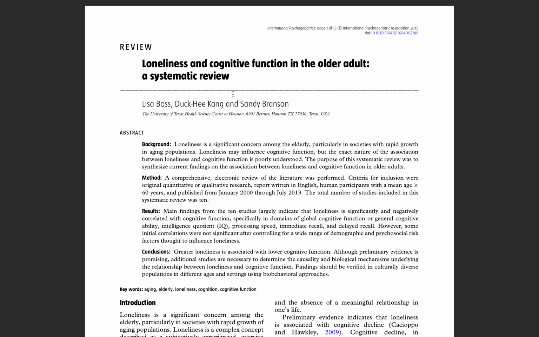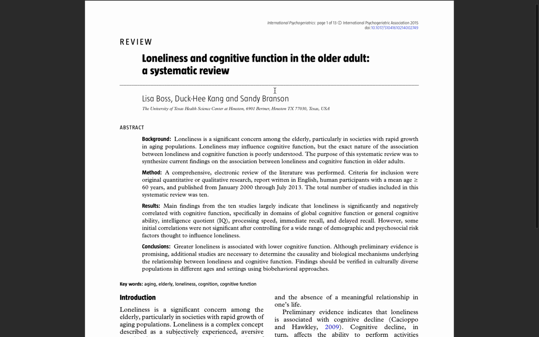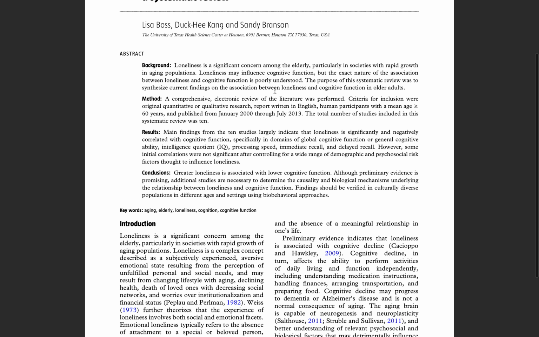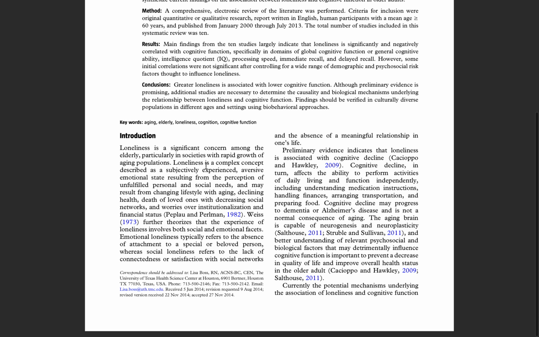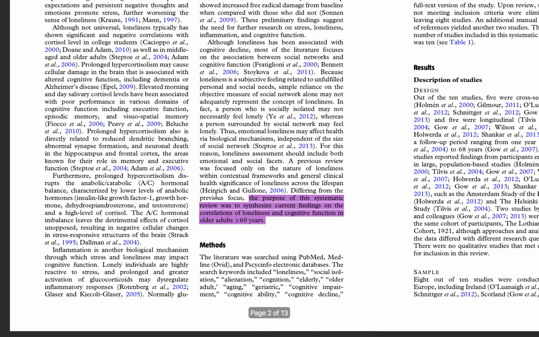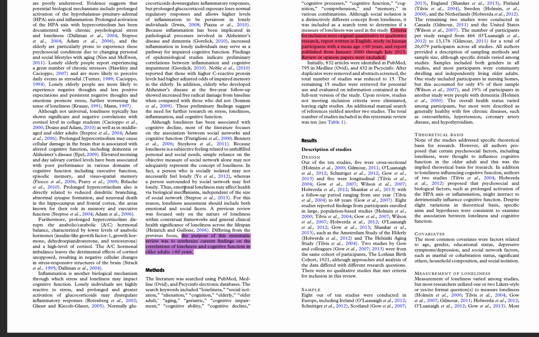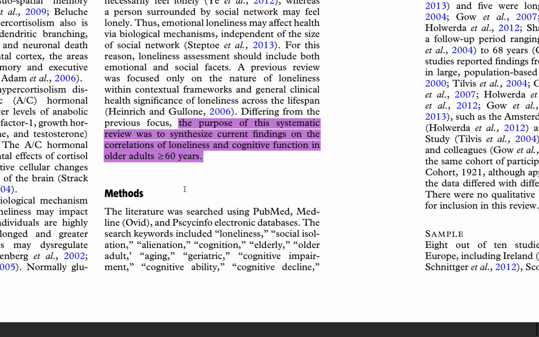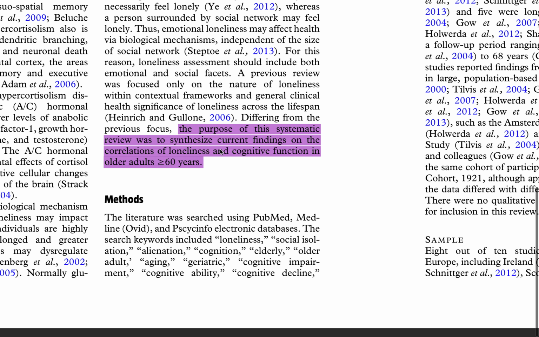This is my loneliness and cognitive function systematic review that you've seen before. At this point you've already done the introduction as well as the background. So we'll go right here just to refresh your memory about the purpose. In purple here, the purpose of this systematic review was to synthesize current findings on the correlations of loneliness and cognitive function in older adults greater than or equal to 60 years old.